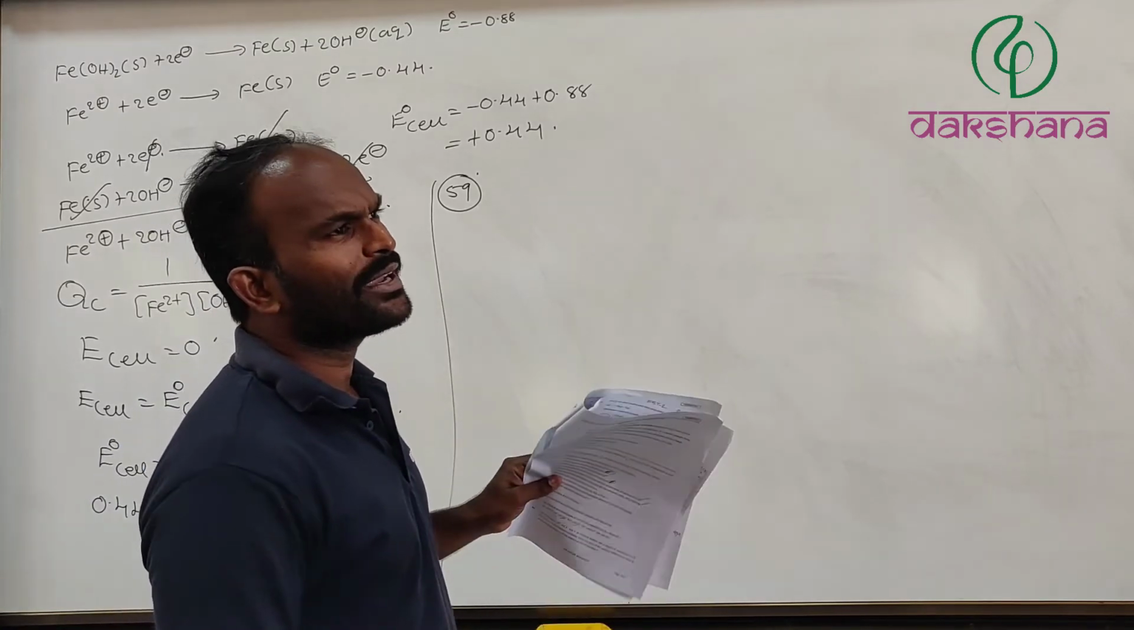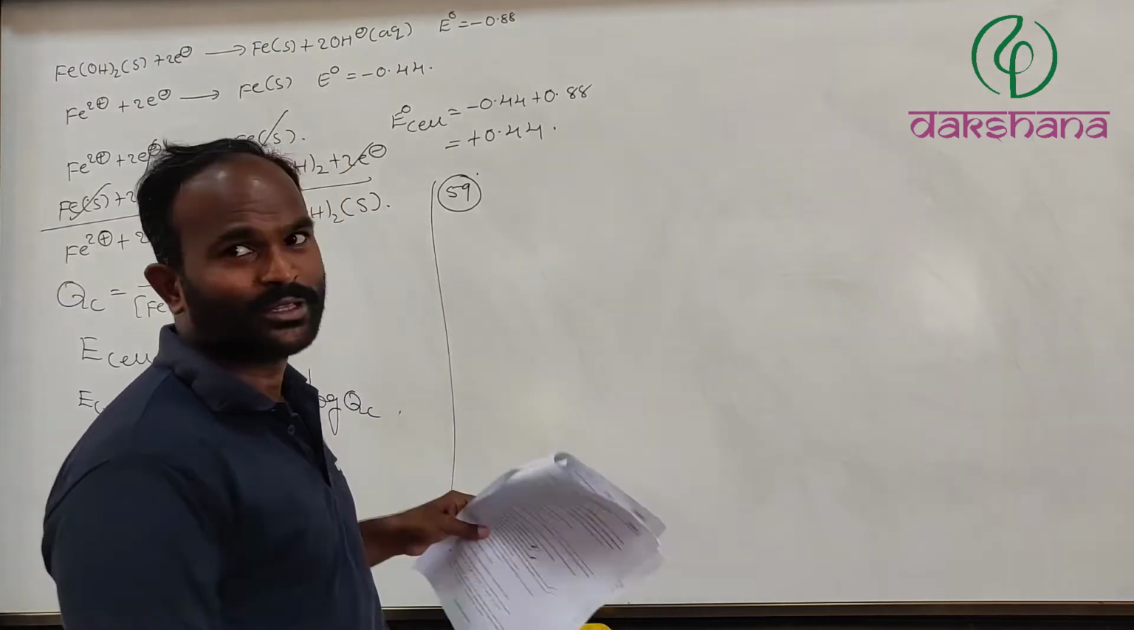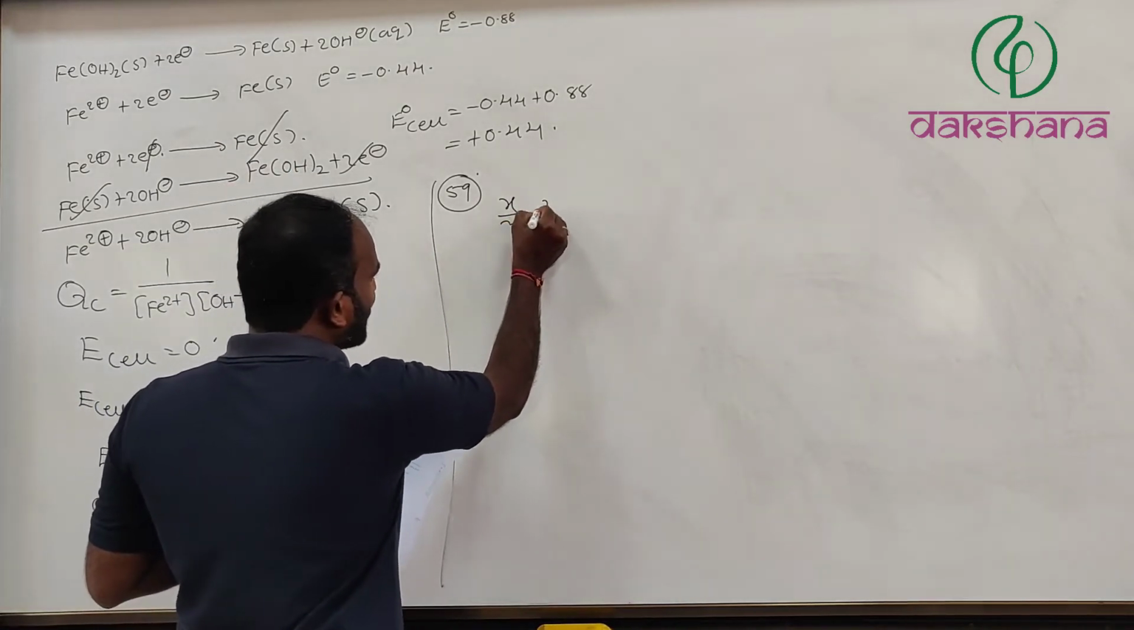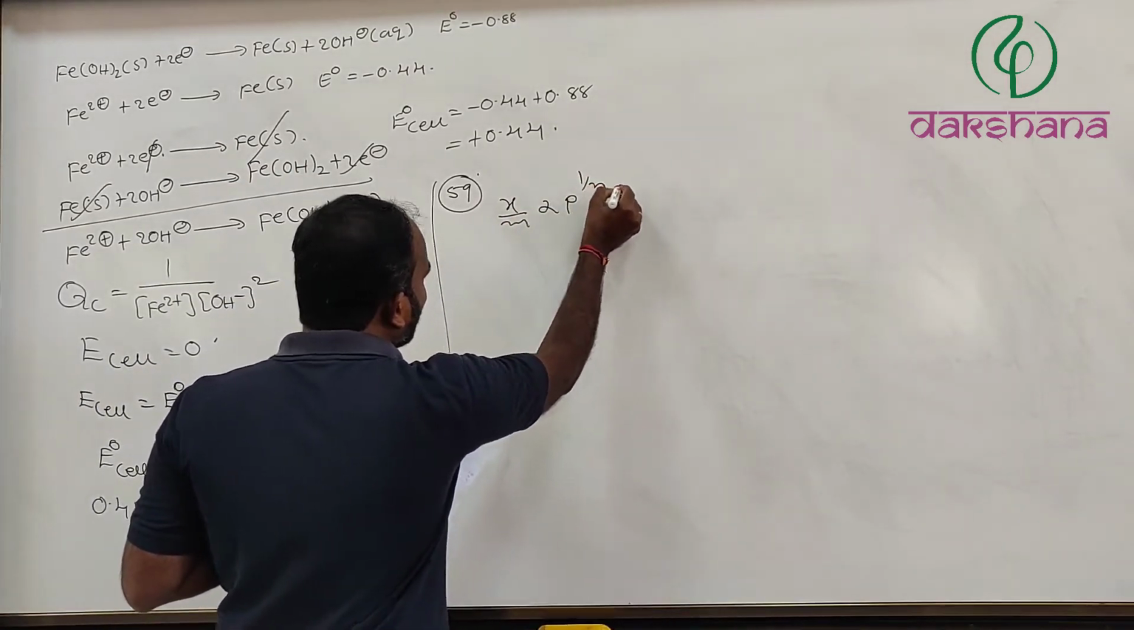So first of all, as we all know, this is a Langmuir isotherm. So for this Langmuir isotherm, as we all know, x by m is directly proportional to p power 1 divided by n.